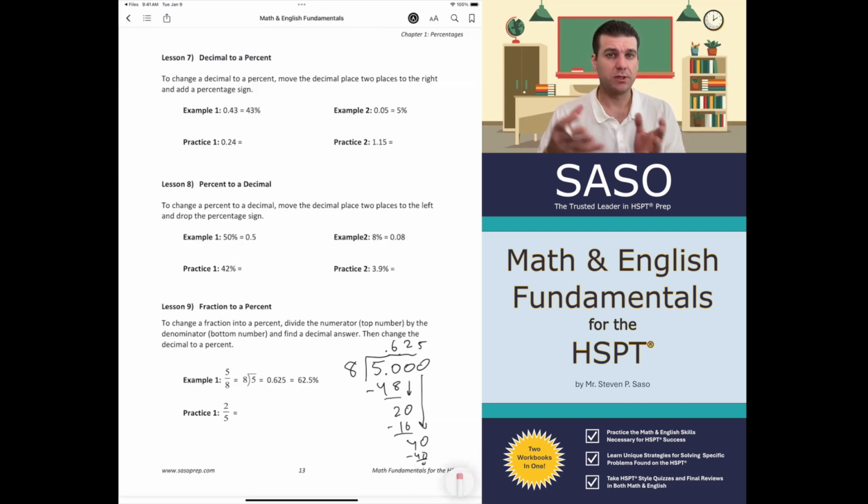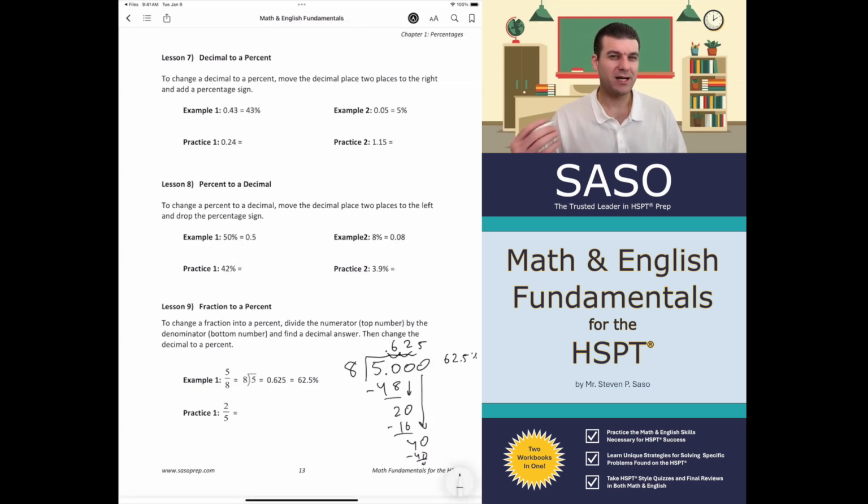We take the fraction, we change it to a decimal, and then we simply move the decimal 2 places to the right to make it a percent. I like to just show that with my pencil, and it's going to be 62.5%. All right, let's look at practice 1.